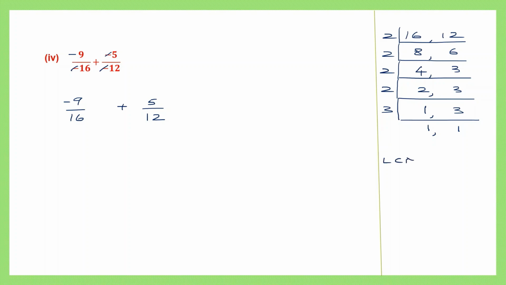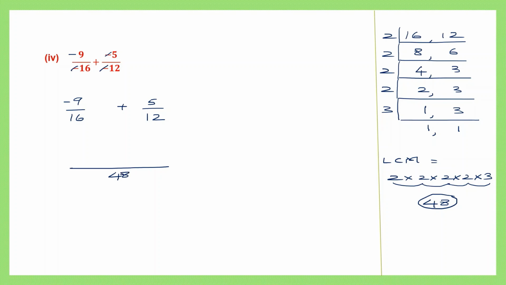So LCM is equal to 2 into 2 into 2 into 2. There are 4 2's into 3. 2 2's are 4. 4 2's are 8. 8 2's are 16. 16 into 3 is 48. So we're going to use 48 as the common denominator. So let's do that. Write 48 here.